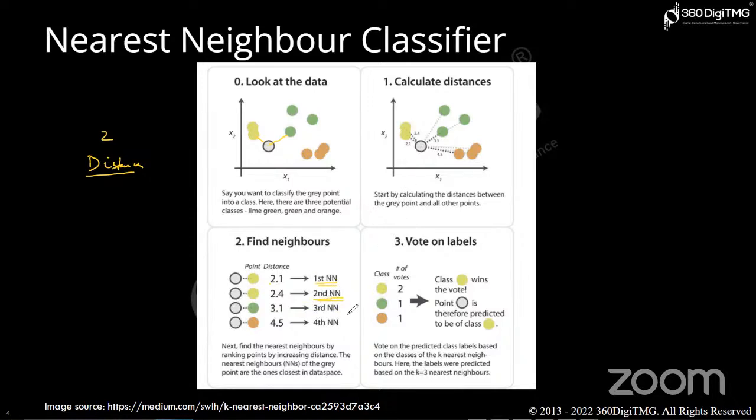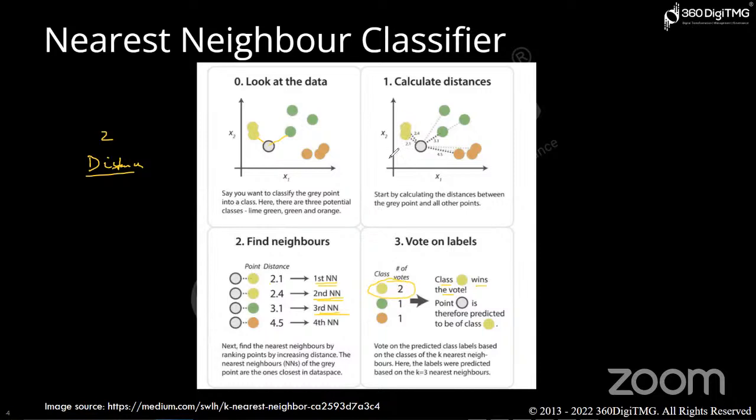If you are considering 3, it will still be this only. If 4, then this is the 4th one, which is closest. But here, who wins? The class yellow wins the vote, because you can see we are having 2 votes for yellow.